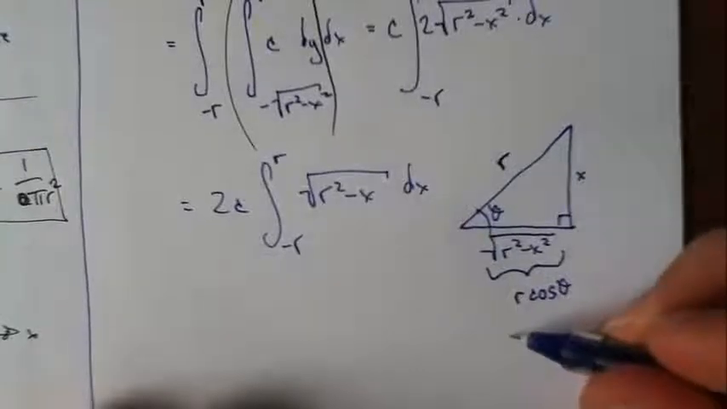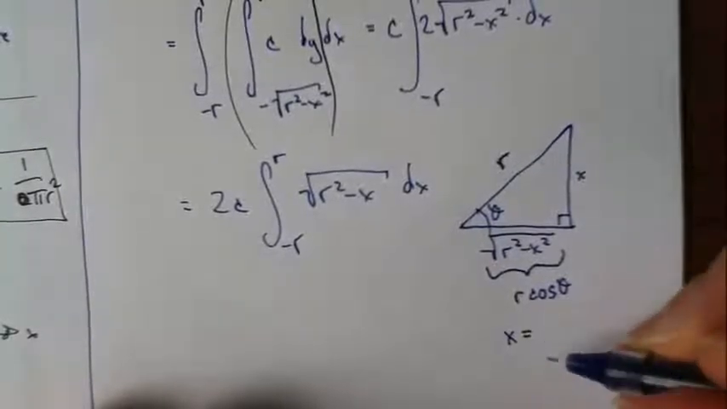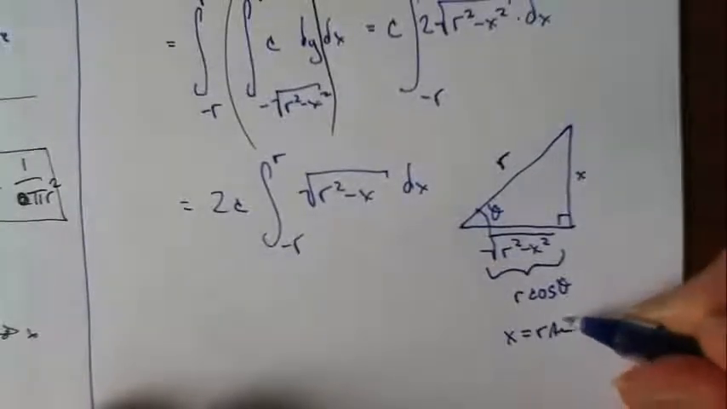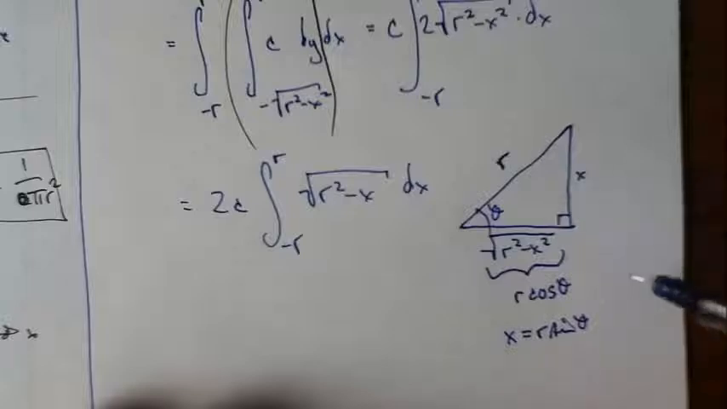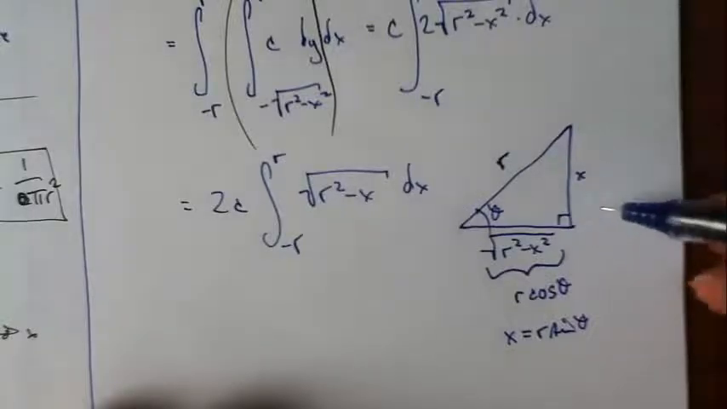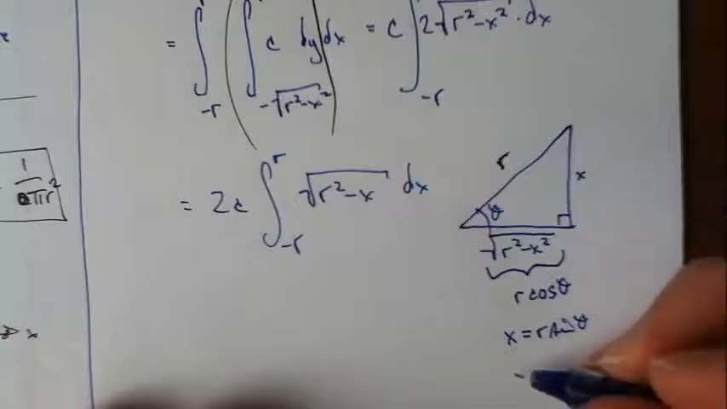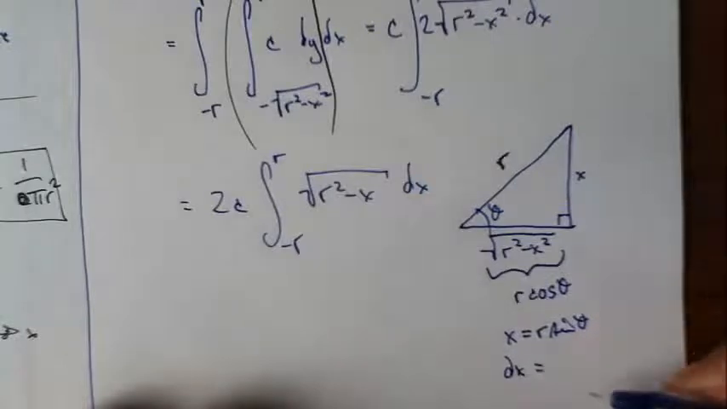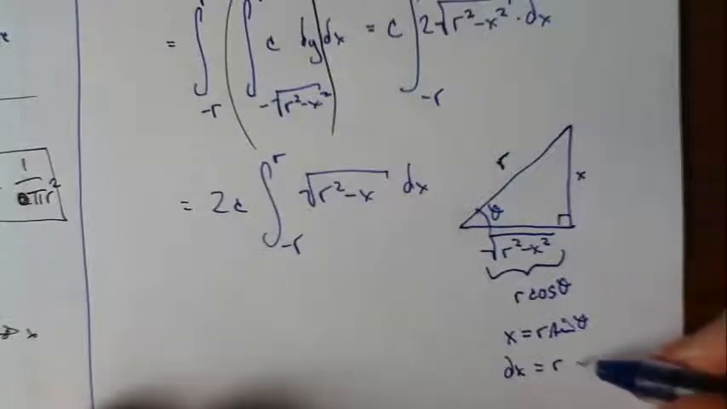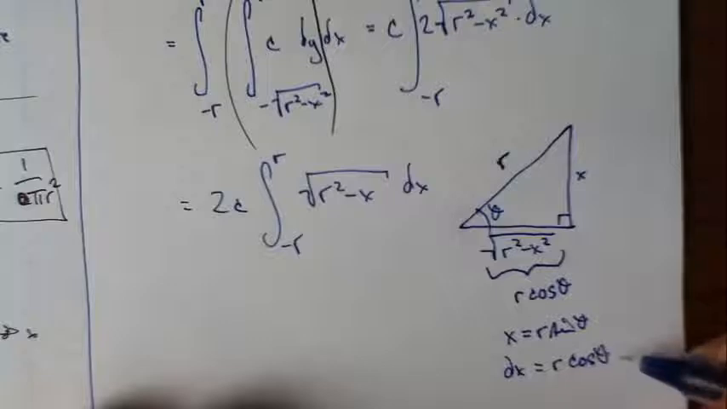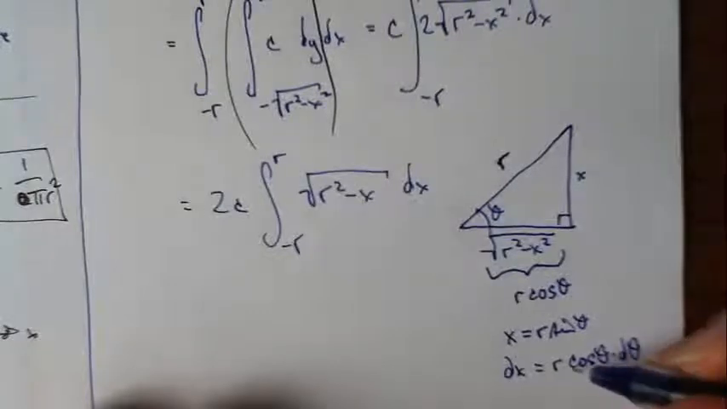So also note that x then I can express as r sine theta, right? Because sine is opposite over hypotenuse, x over r. X over r times r then gives me x. So then what is dx? It's going to be r times cosine theta times d theta.